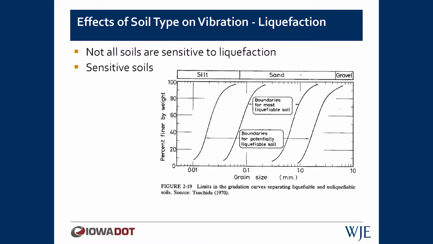In this NRC paper, there's a description for the grain size distribution. The boundaries for potentially liquefiable soils have a fairly wide range of grain distributions, but then there's a boundary. The inner lines define the boundaries for the most liquefiable soils. There's a variety of soils that could be liquefiable, but it doesn't include all soils.